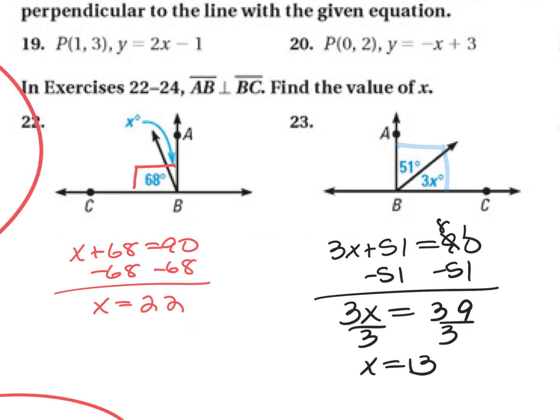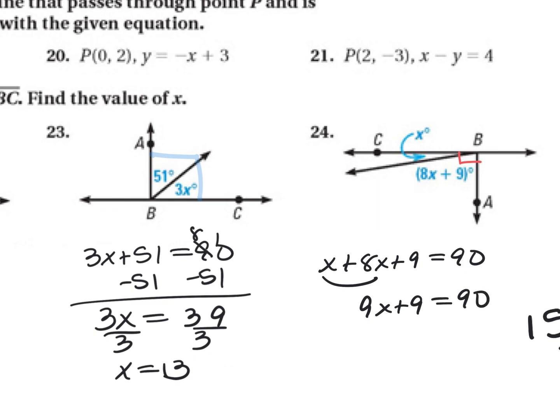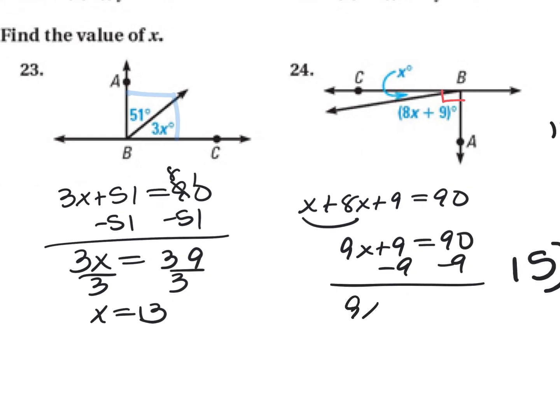And then finally, the last one, again, perpendicular. So this is a right angle. So I'm going to add x plus 8x plus 9, set it equal to 90. Add these two. Subtract the 9. 9x equals 81. Divide by 9. And x equals 9. And that was it for the next 2 pages.